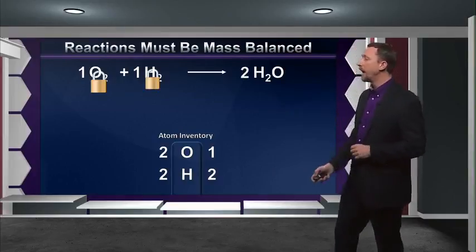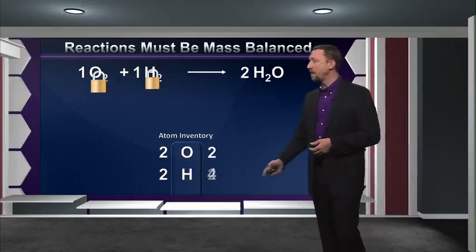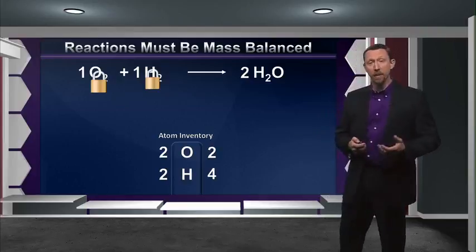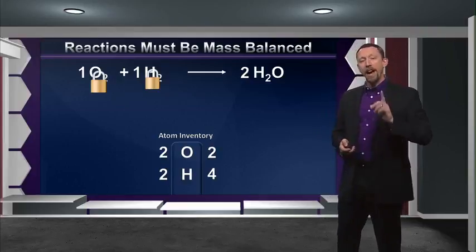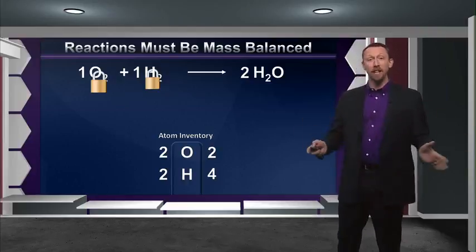Now, in doing so, I changed the amount of oxygen atoms to 2, but I've also thrown my hydrogen out of balance. Now I have 4 hydrogen atoms in my products. But I have an ace in the hole here. I have a way to change the hydrogen accounting without messing anything else up, right?